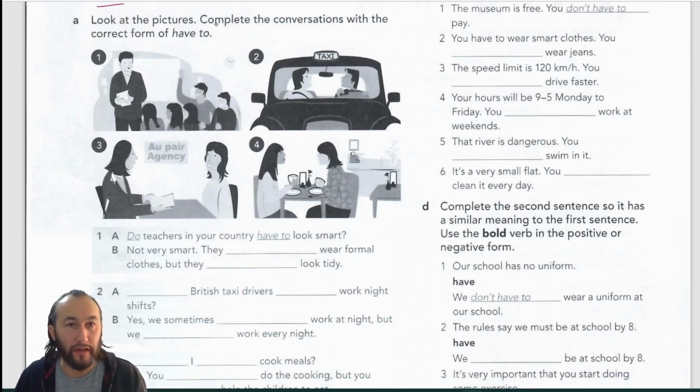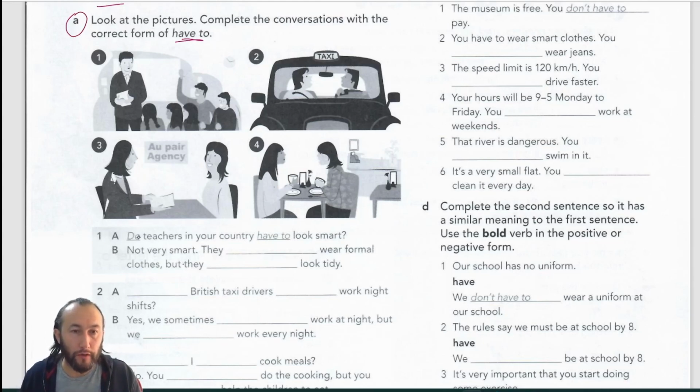So look at the pictures. Complete the conversations with the correct form of have to. So have to, we use it for rules and regulations. Something is obligatory, something is necessary, and that's not your opinion. That's according to the rules and regulations. Okay, so the opposite of have to gives a totally different meaning. That means you don't have to, or he doesn't have to, she doesn't have to. It means an optional thing. Right, anyway, A, we've got 4 pictures. Complete the conversations with the correct form of have to.